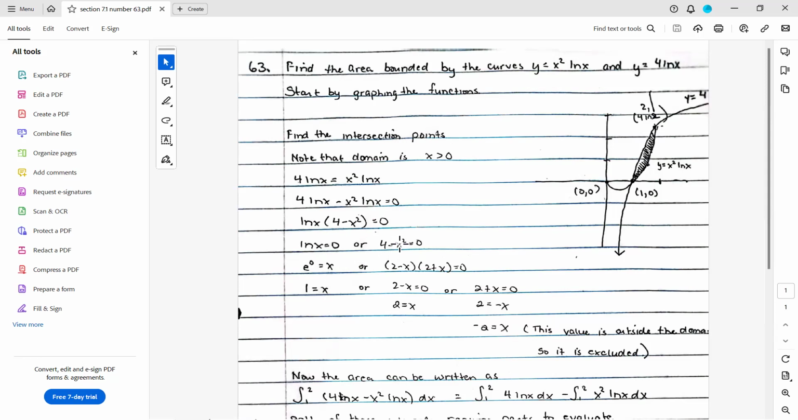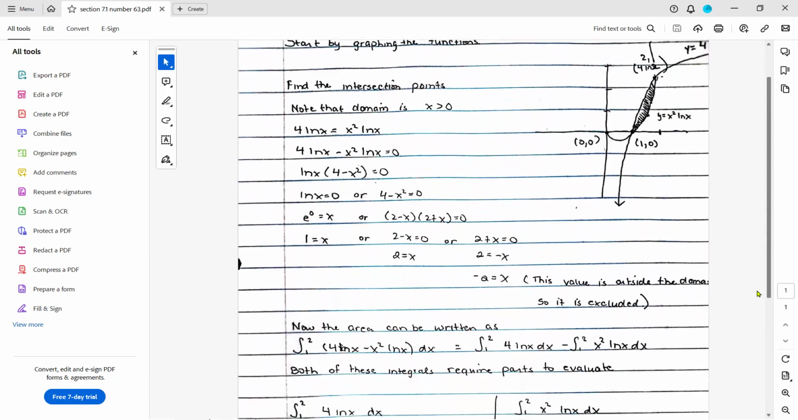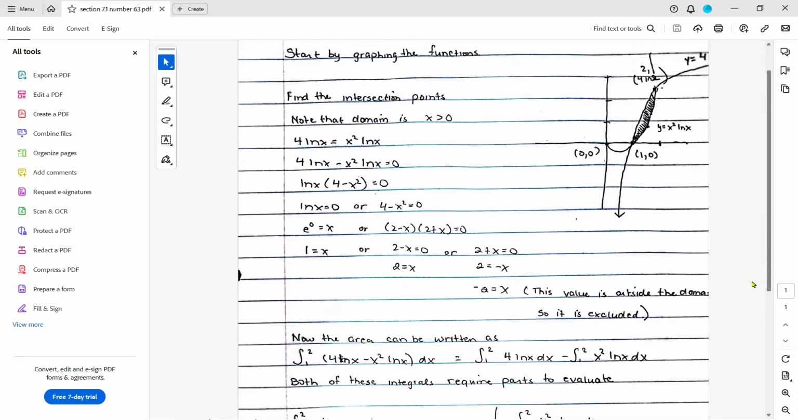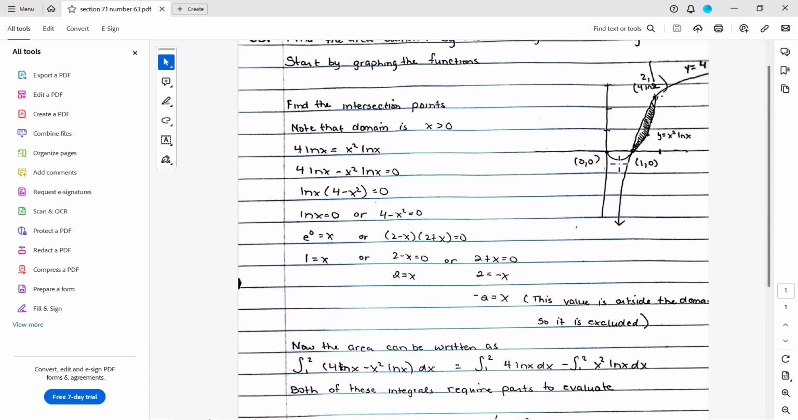And then use factoring or the square root property here. I used factoring to get x equals 2 or x equals negative 2. The value of negative 2 is excluded because it's outside of our domain. So we have our intersections. They are 1 and 2, and we can see that from the graph that I showed you previously and from the graph that you see here.